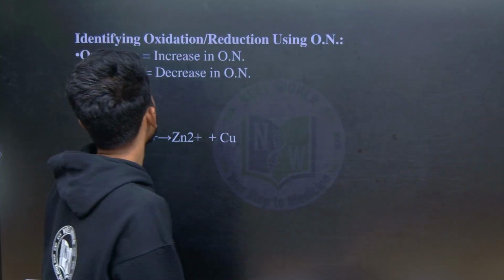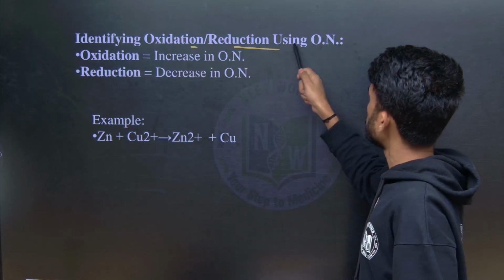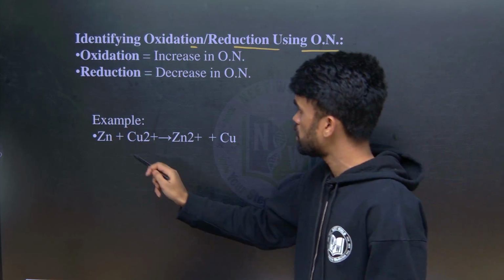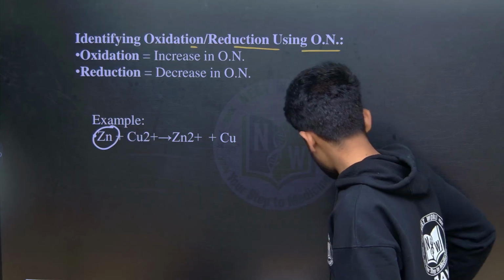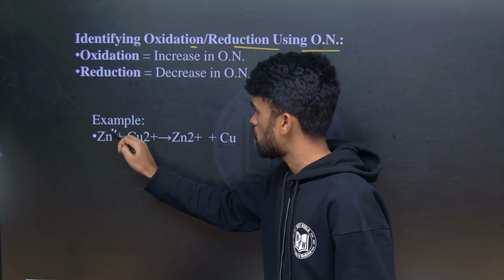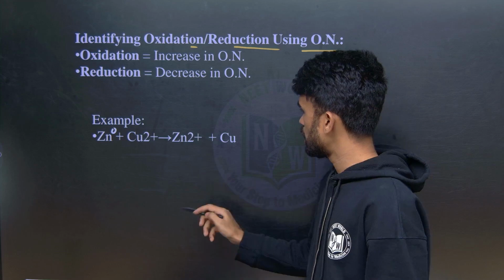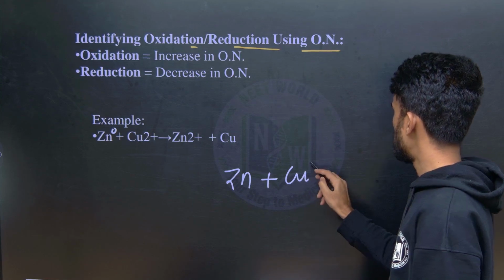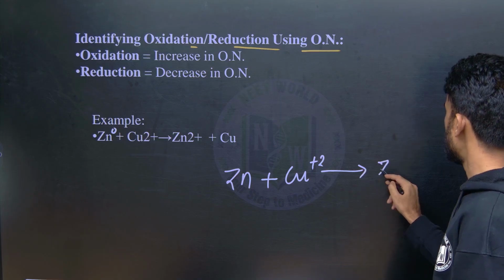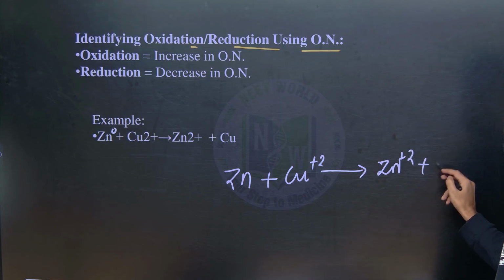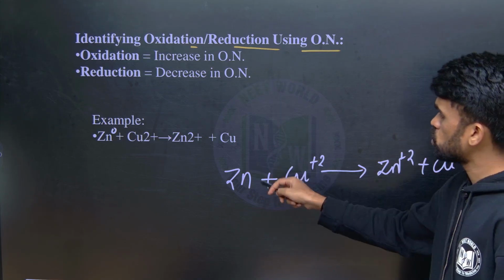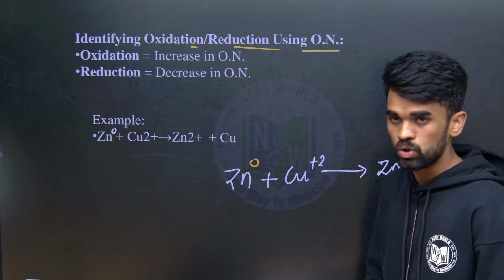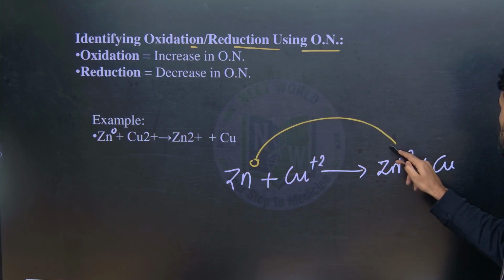Now, identifying oxidation and reduction using oxidation number. In any process, for example, look here, zinc. Is there any charge on the zinc metal here? No, so the oxidation state is 0. It is converting into Zn+2. Here I am rewriting the same thing: copper +2 giving rise to Zn+2 and copper. If there is no charge on a particular element, consider the charge as 0. So 0 is converting into the +2 form here.